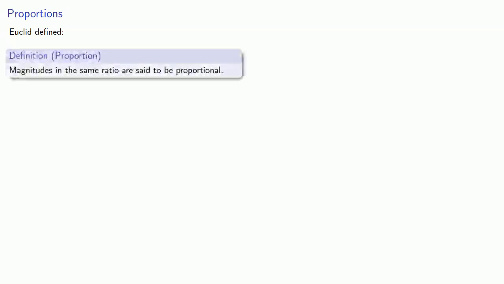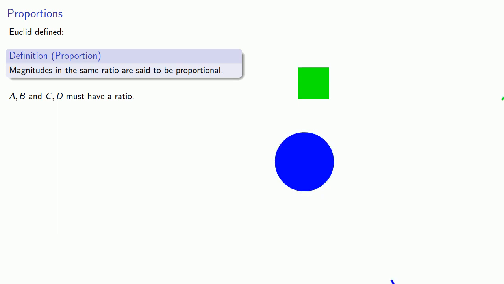Our ability to compare two ratios leads to an important result. So, Euclid first of all defined that magnitudes in the same ratio are said to be proportional. Now, notice that we have to have two ratios, so A and B, as well as C and D, must have a ratio.